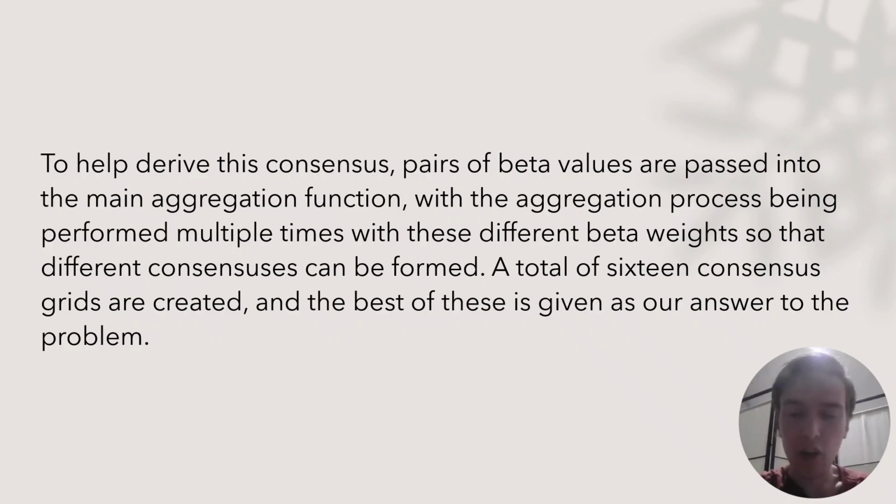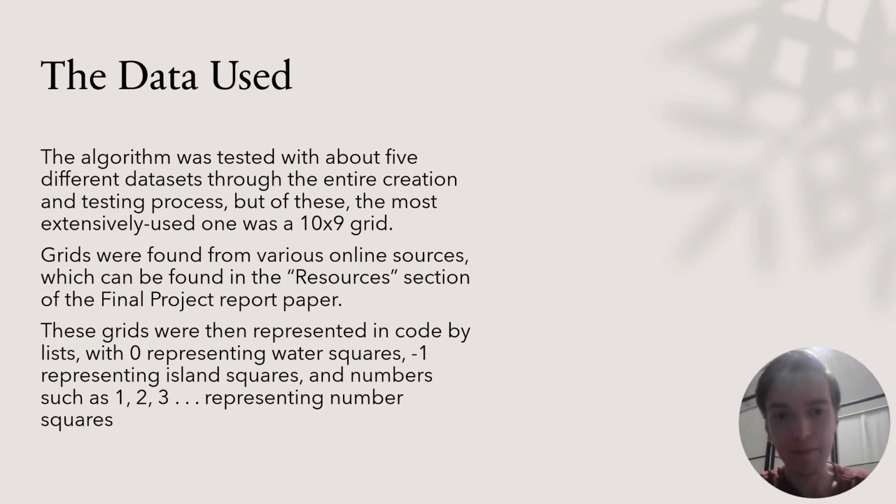And this aggregative algorithm is called many times, with these beta parameters being passed in, so different consensus grids can be returned by it. And then in each run of the entire code, 16 consensus grids are created, each one with different beta parameters. And then the best of these is given as the answer to the problem.